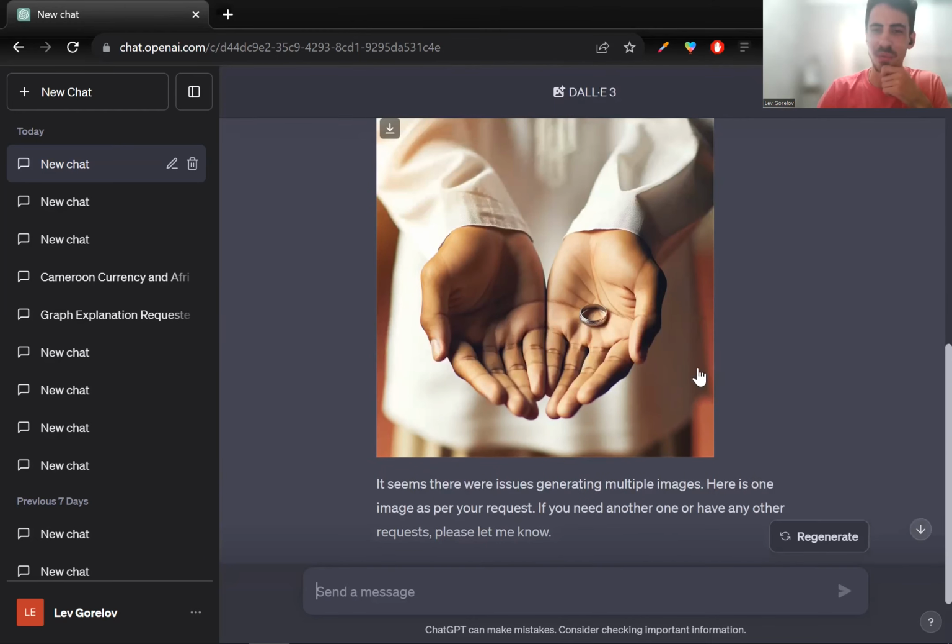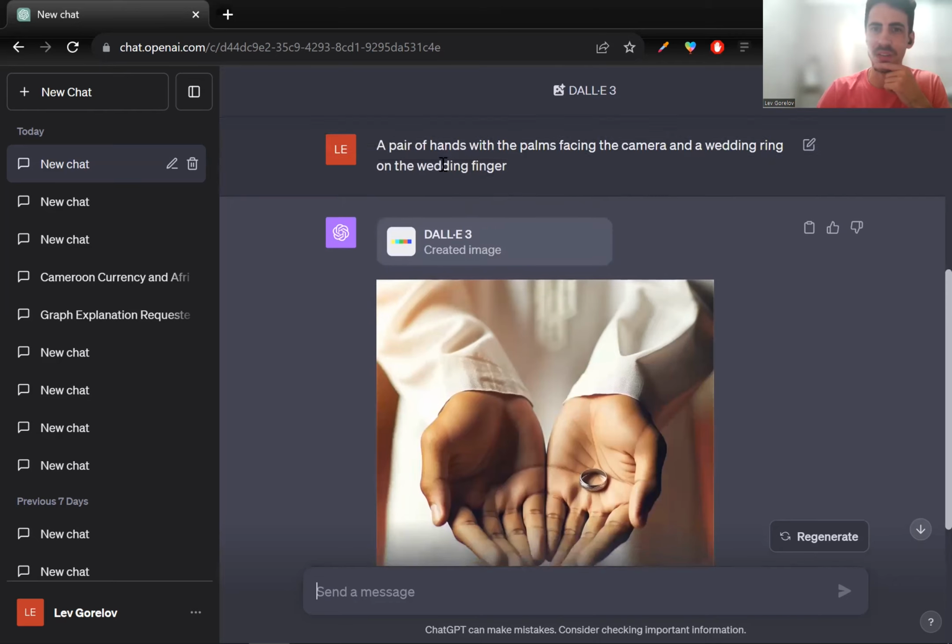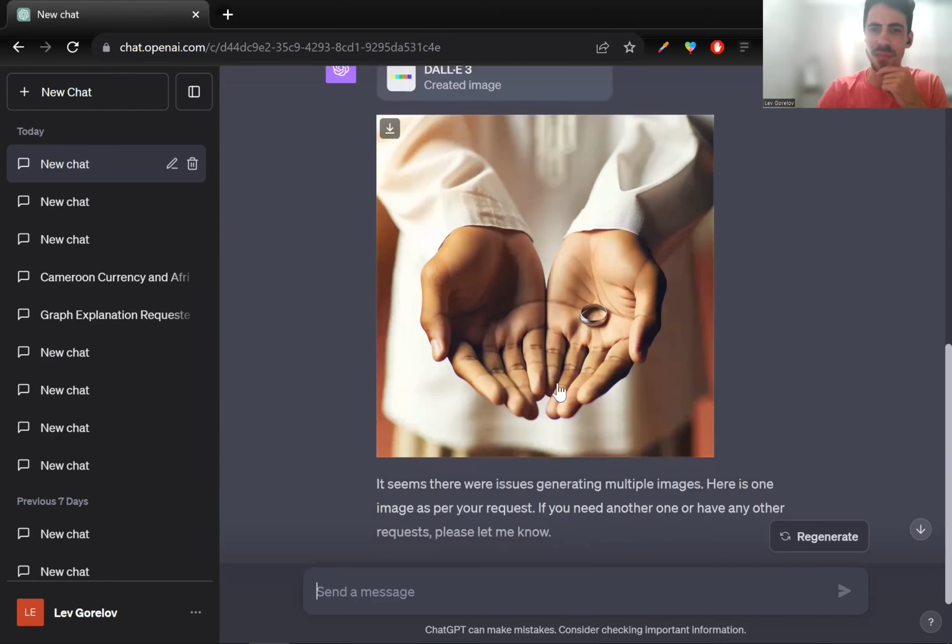So it didn't get that the wedding ring is on the wedding finger, maybe because that's not what that finger is officially named. I don't know, but either way, the hands look perfect. There's not a blemish on them. It's quite amazing. So DALL-E 3 passed that one with flying colors.